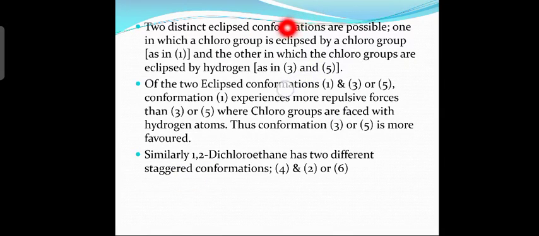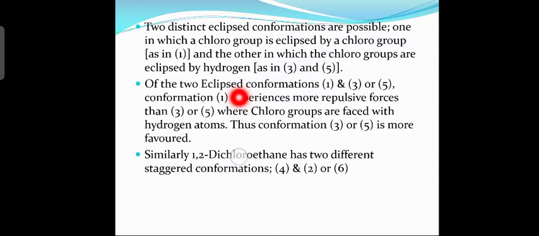Now two distinct eclipsed conformations are possible. One in which a chloro group is eclipsed by a chloro group, as in structure 1, where 2 chlorine groups are together and 2 hydrogen atoms are together. That is one type of eclipsed conformation. The other is one in which the chloro groups are eclipsed by hydrogen, the third and fifth structures, where chlorine and hydrogen atoms are in very close neighborhood. Eclipsed means together, in the close neighborhood.